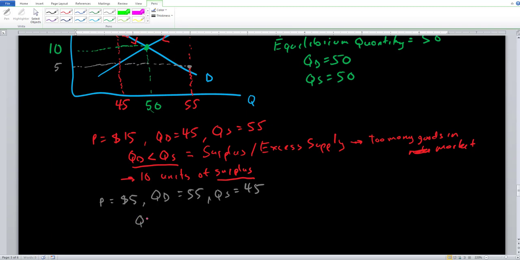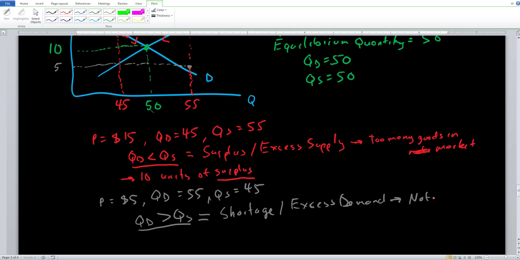We notice that QD is larger than QS. So here, this brings us to our second economic scenario, which we consider to be a shortage. There's not enough goods within the marketplace. So we are demanding more than is actually being put into the marketplace. So a shortage, or excess demand. Shortage, excess demand tells us that not enough goods are in the market.